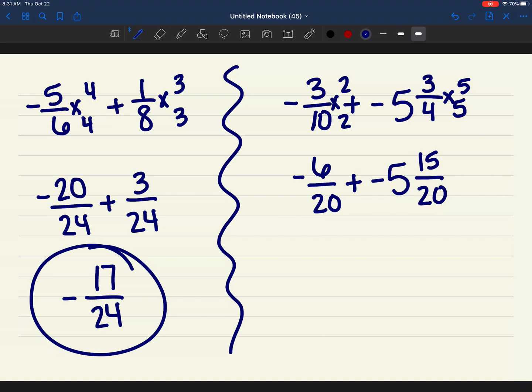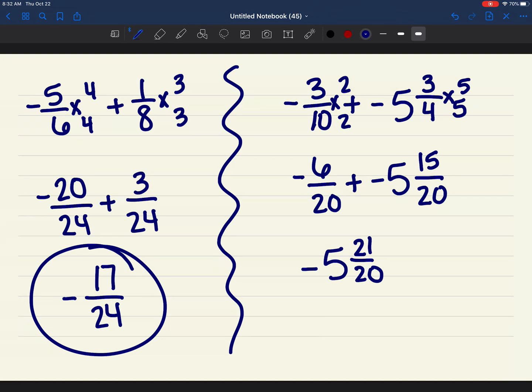Okay, so since my signs are the same, I can add my whole numbers, add my fractions. So do I need to add anything to 5? Is there another whole number over here? No, so 5's going to stay. What is 6/20 plus 15/20? 21. No, 20. Okay, what sign should that number have? Negative. Positive. I'm adding two numbers with the same signs. Oh, negative. It should stay negative.